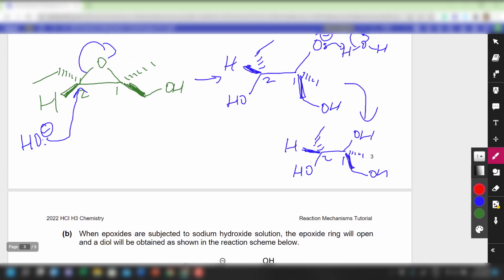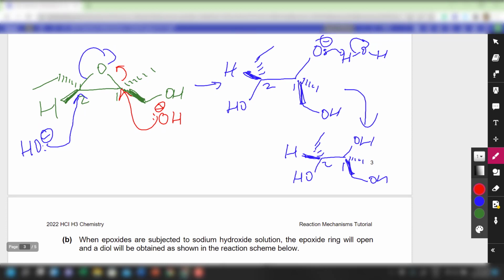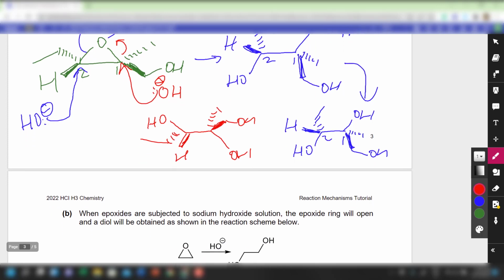Another potential product I can draw is my hydroxide can now approach from carbon number 1 and then the ring will open. Okay, so I'm not going to draw the intermediate alkoxide. I'm just going to simply draw the final products out like this, OH, and then projecting in, projecting out, OH, and then H here, and then like this. Okay, so this is carbon number 2 and carbon number 1.